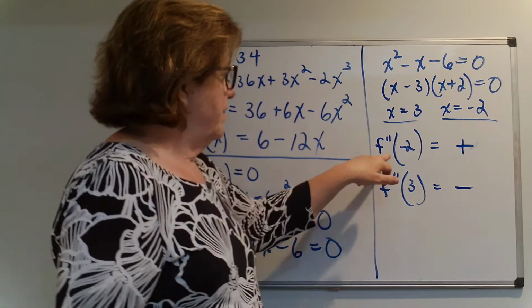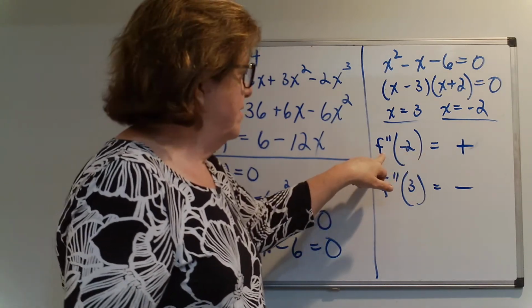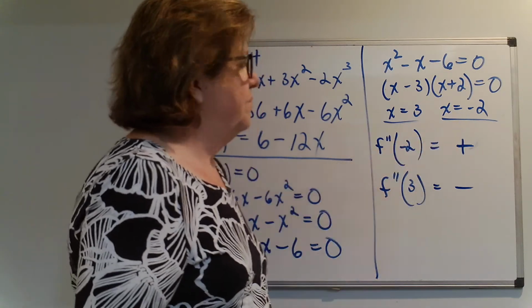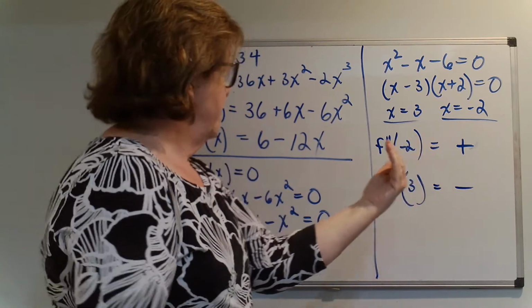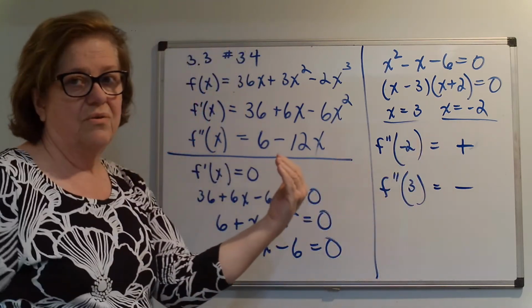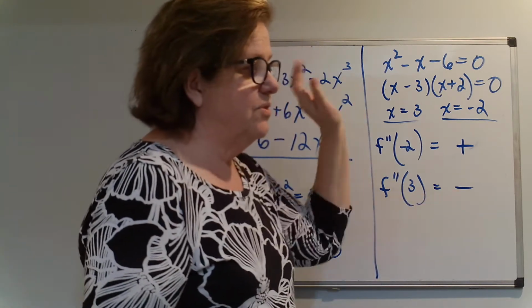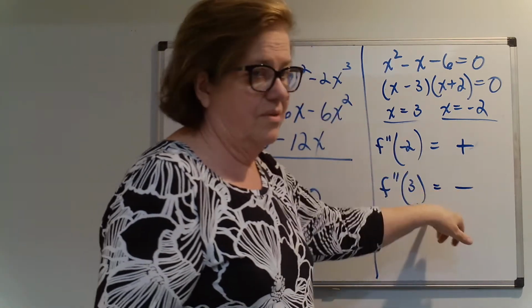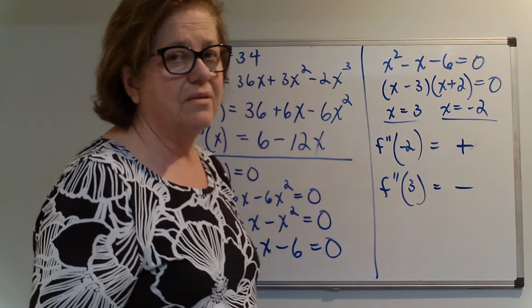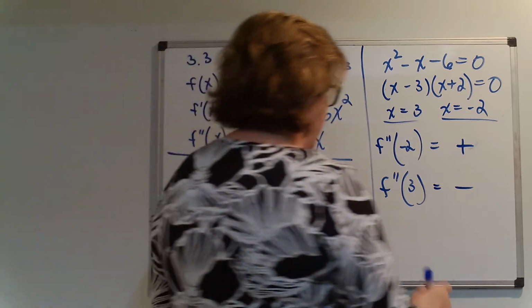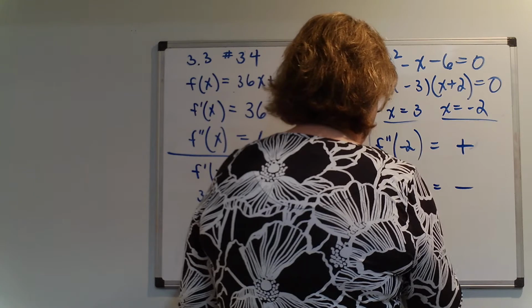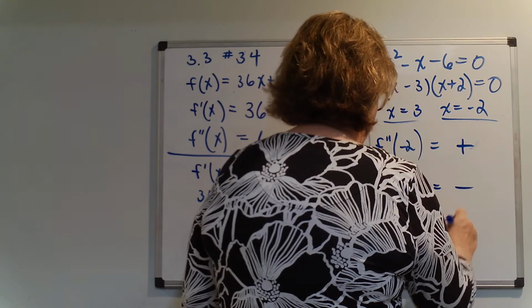So this means that at -2 the function's concave up, so that's where we have a local minimum. At 3, the function is concave down, so that means we must have a local max. So local min, local max.